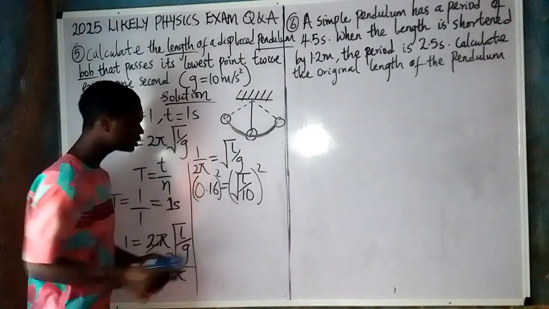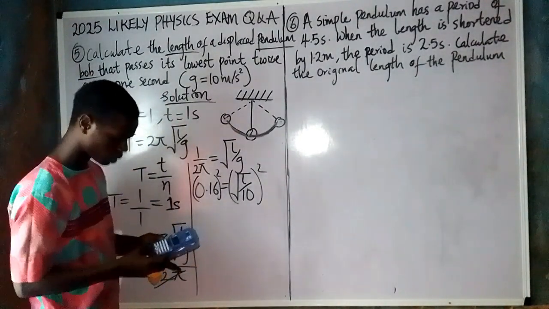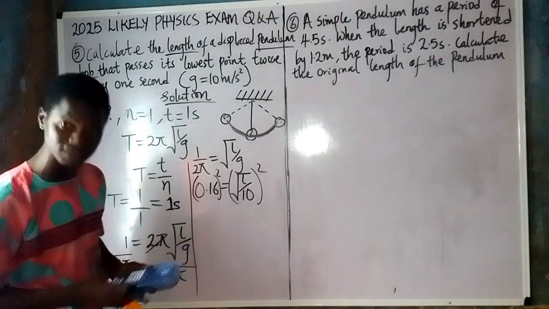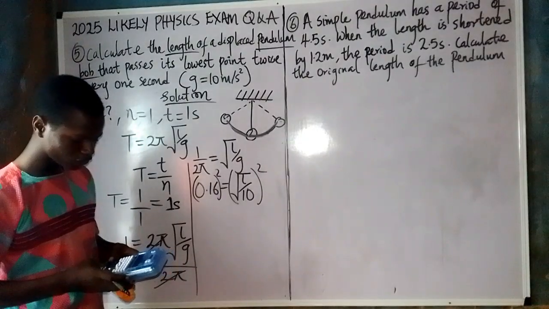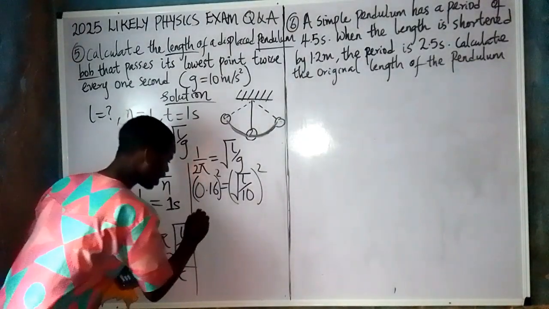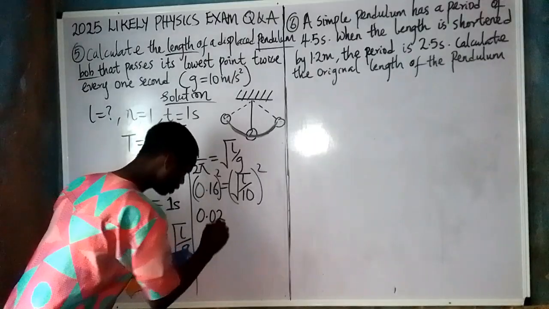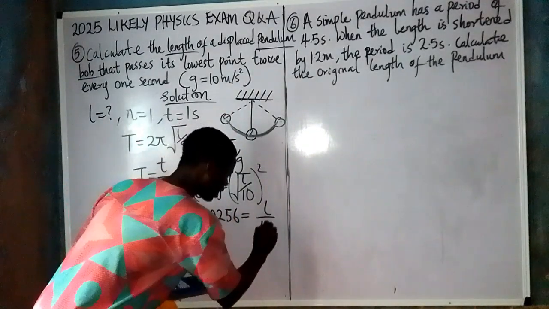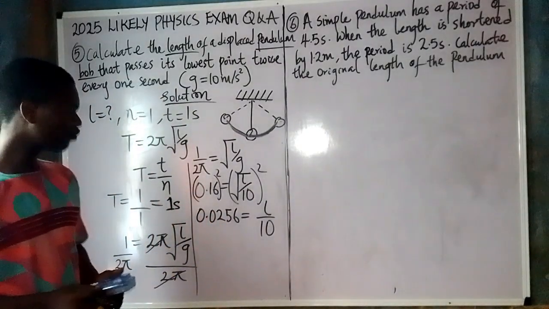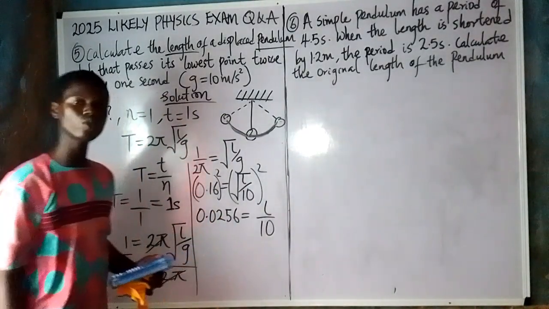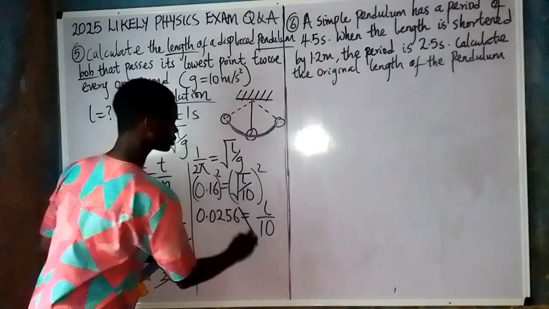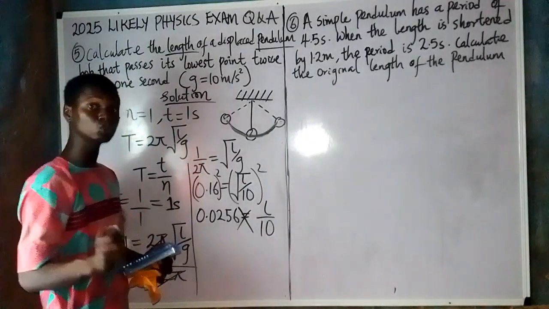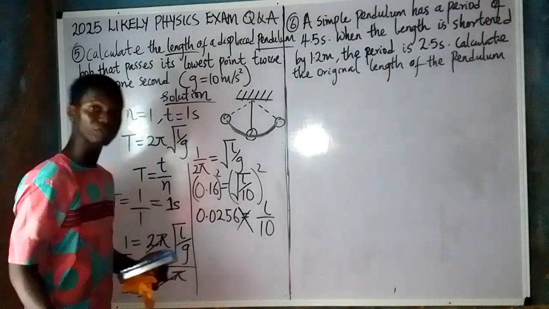On this side, we take the square of 0.16, which is the same thing as 0.16 times 0.16. Let's see what it will give us. We have 0.0256 equal to L over 10. Now from here we will continue further. We are asked to look for L. So how do we make L the subject? Cross multiply. So whatever is there, we multiply by what is up here. And whatever is there, which is assumed to be 1, we multiply by what is up here. So what do we now have?